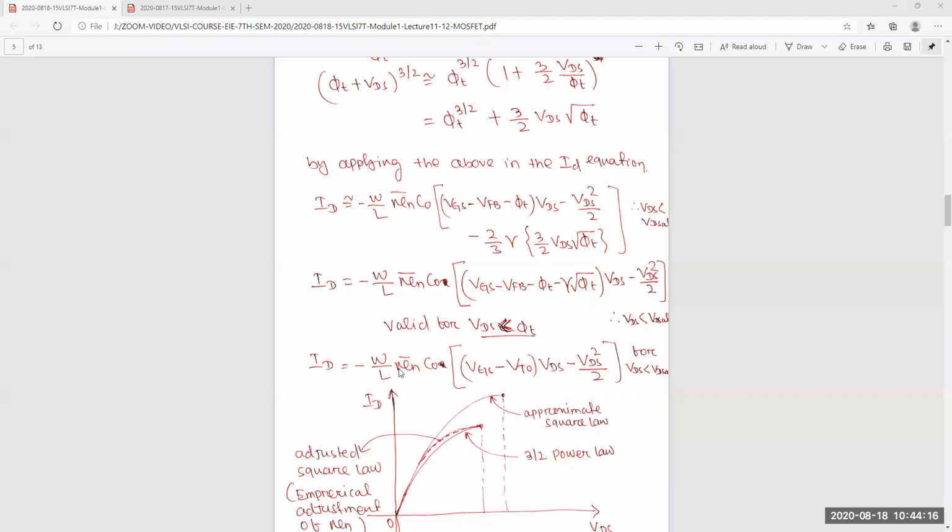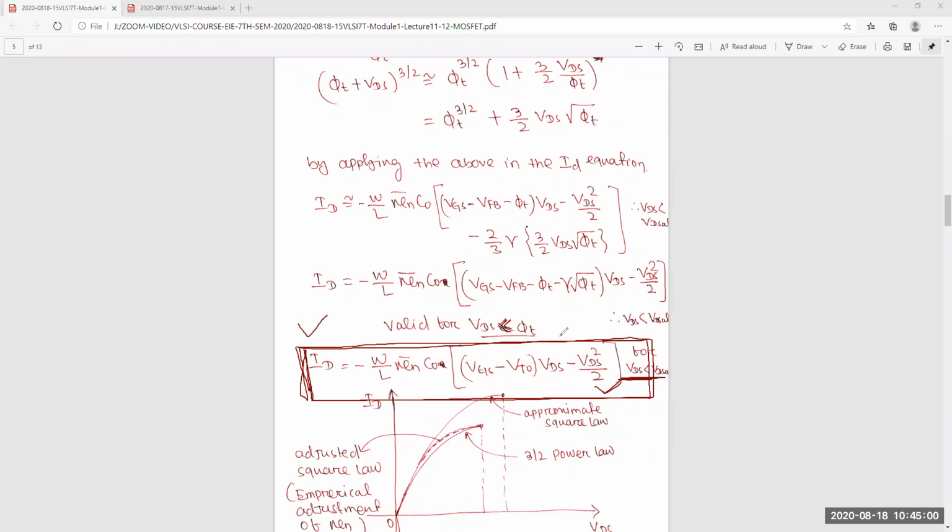Okay, so ID is equal to W by L mu n Cx, VGS minus VT0 into VDS minus VDS square by 2. So now this is your square law equation. Whatever you are using for your calculation or analysis anywhere, this equation is used. So how do we convert from the 3 by 2 power law to the square law equation? Because it's a very simplified equation, easy to remember and easy to calculate with. And this equation is for VDS less than VD sat.